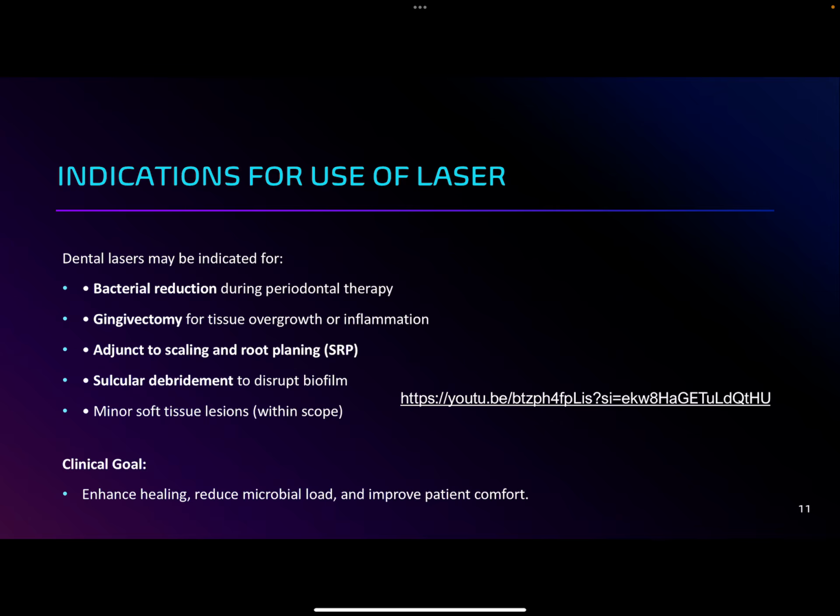So, indications for use of a laser. Dental lasers may be indicated for bacterial reduction during periodontal therapy, gingivectomies for tissue overgrowth and inflammation, adjunct to SRP, sulcular debridement to disrupt biofilm, and minor soft tissue lesions. Within scope, I know gingivectomy, so everything within scope, different states require different things, and you're allowed to do different things in different states. Overall though, the clinical goal is to enhance healing, reduce microbial load, and improve patient comfort. So we're just going to go over a video that kind of explains just that.